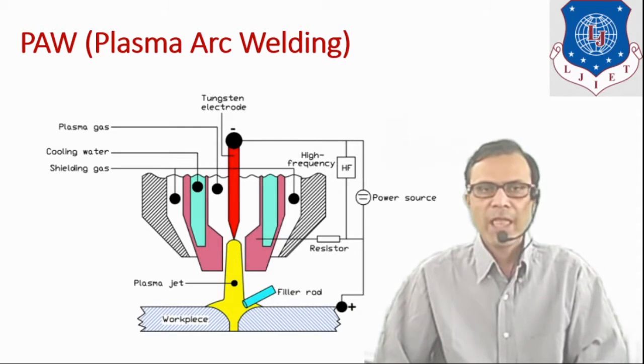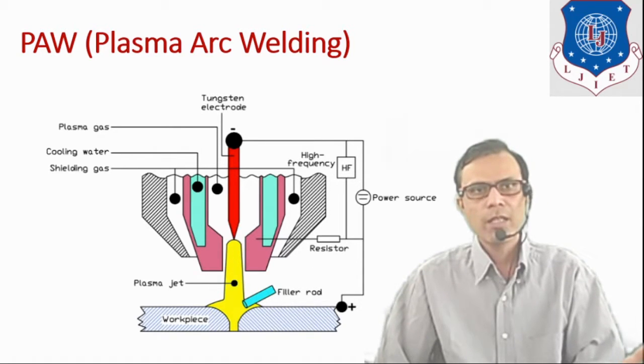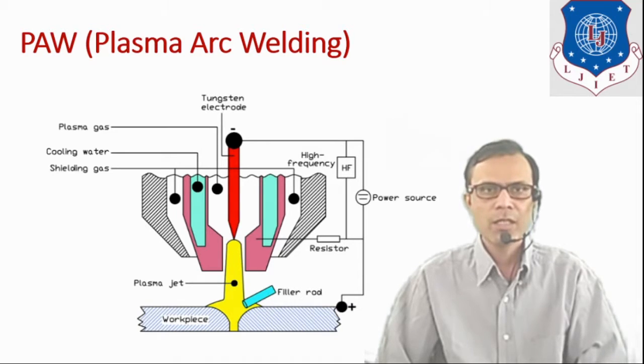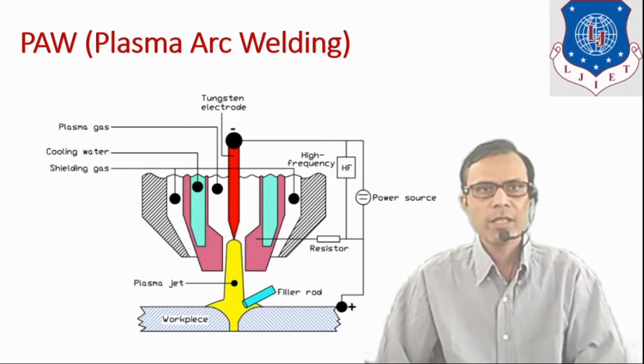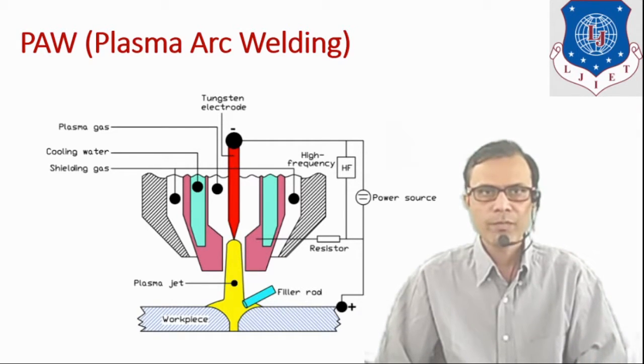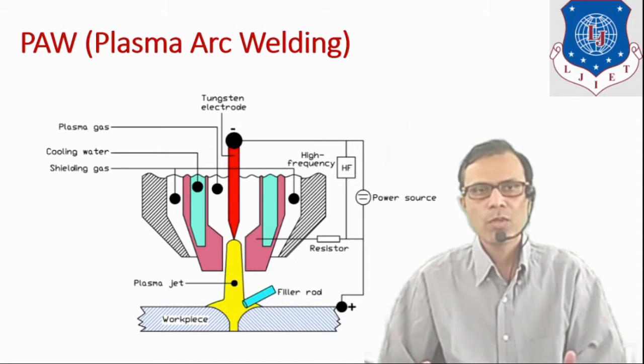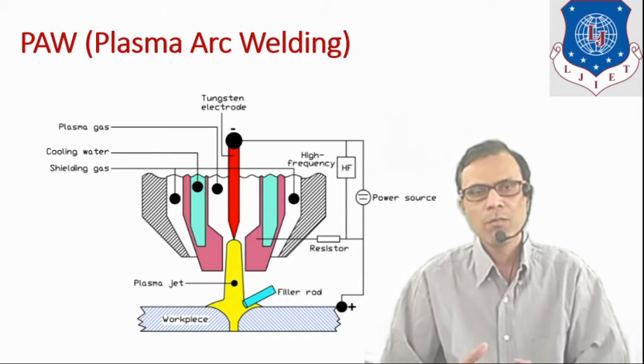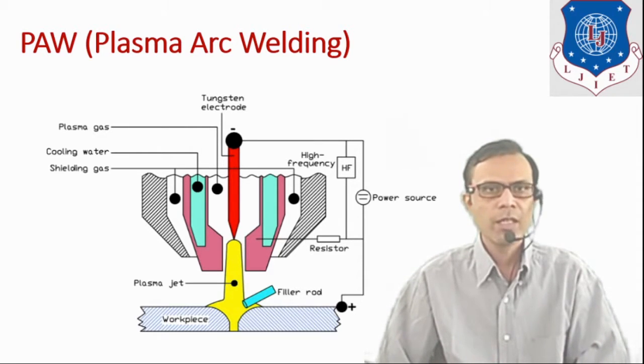The next process is plasma arc welding. The similarity between TIG welding and plasma arc welding is that in both processes a non-consumable electrode, that is a tungsten electrode, is used. The limitation of TIG welding is that comparatively it can be used for materials which have a lower melting point. But in the case of nickel alloys or some cobalt alloys, the melting temperature is very much higher. So in that case, plasma arc welding is used.